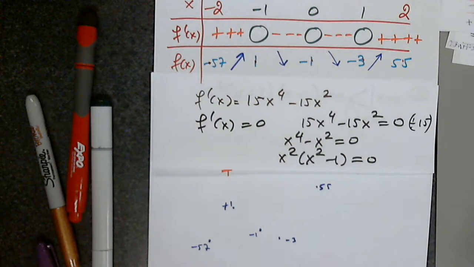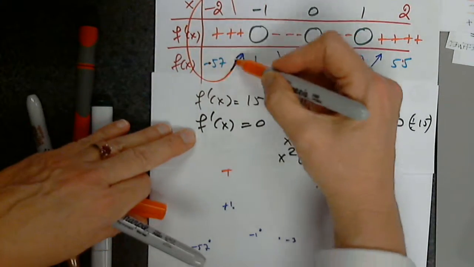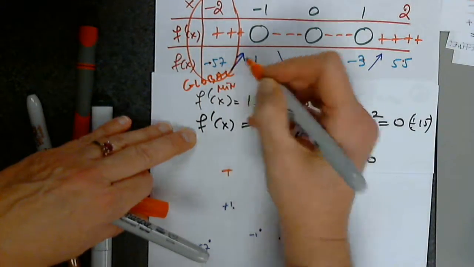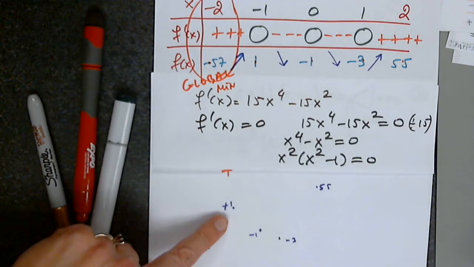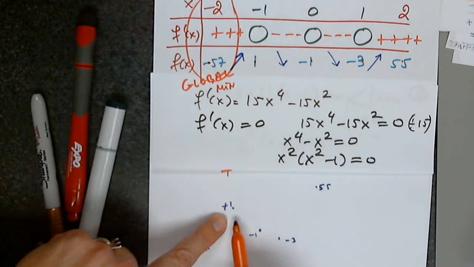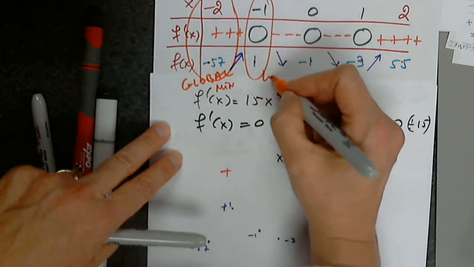It cannot be local at the endpoint of the interval. It's never local. Global or absolute. So this is global min. What does -1, 1 represent? Excellent. Local max.